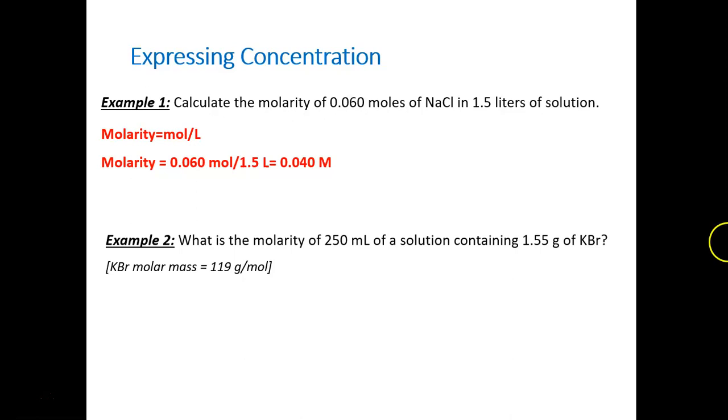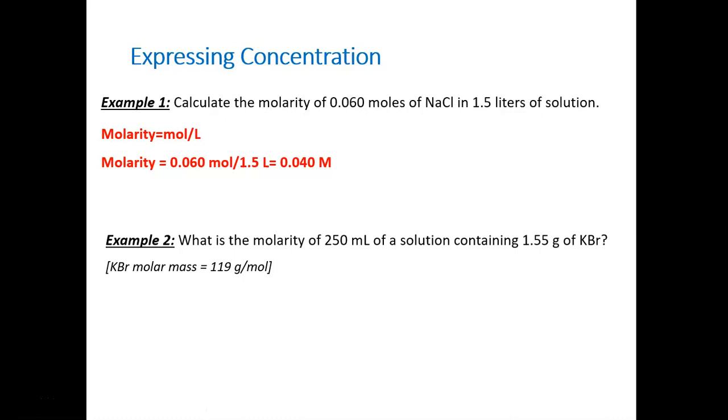Now note that my answer has two significant digits. Both numbers actually here have two significant digits. This is a reminder that leading zeros are not significant. So 0.060 has two significant digits because trailing zeros count when there's a decimal place present.